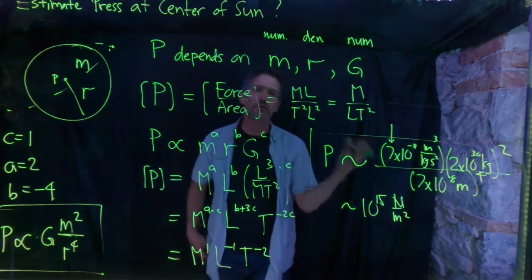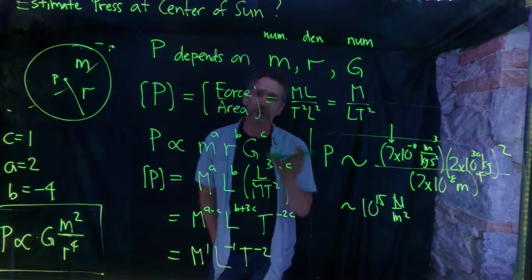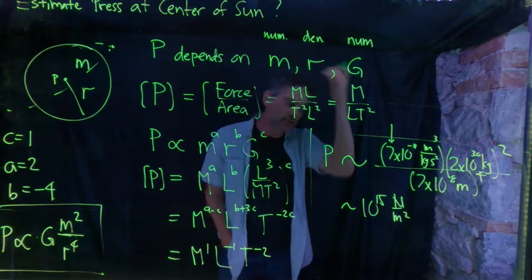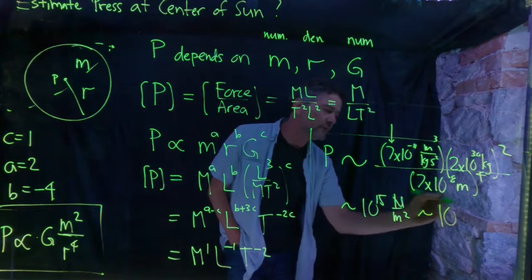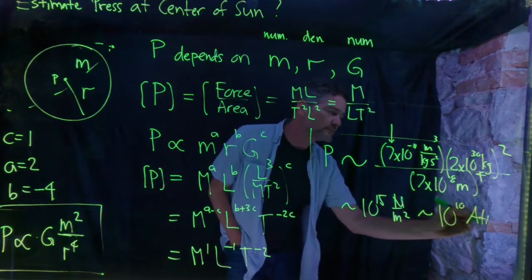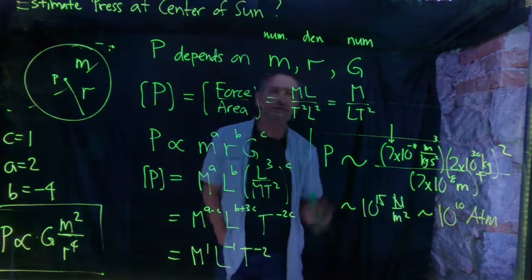Okay, what's atmospheric pressure? Well, it's 100,000 newtons per square meter, so 10 to the 5. So this is of the order of magnitude of 10 to the 10 atmospheres. Okay, 10 to the 10 is 10 billion.